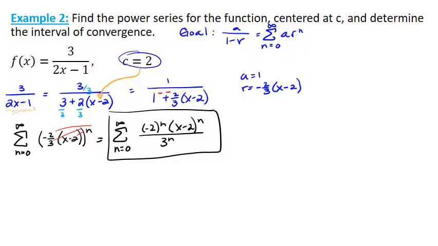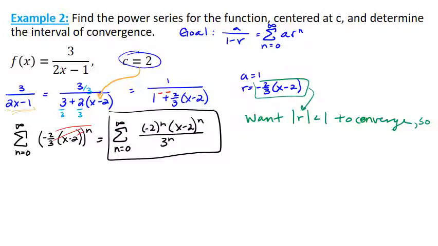Now I need to find the interval of convergence. Remember, since I want to find the interval of convergence, I want the absolute value of r to be less than 1 in order for this geometric series to converge. So we know this here is r. I'm just going to plug that in and see what happens. I have the absolute value of negative 2/3 times x minus 2. This needs to be less than 1.